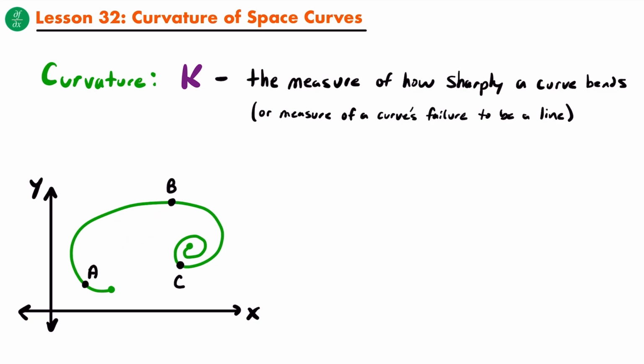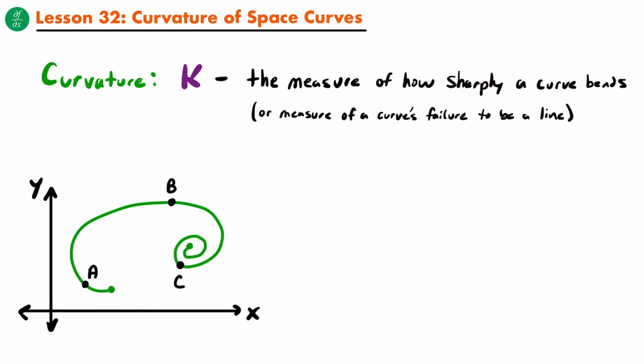And we could say the same thing when looking at point C and comparing that to both points B and A. The curve bends more sharply around point C than it does at point B or point A. So we would say that the curvature at point C on the plane curve is greater than the curvature at points B or A. Alright, so that's how you can sort of get an idea of curvature visually on a curve.